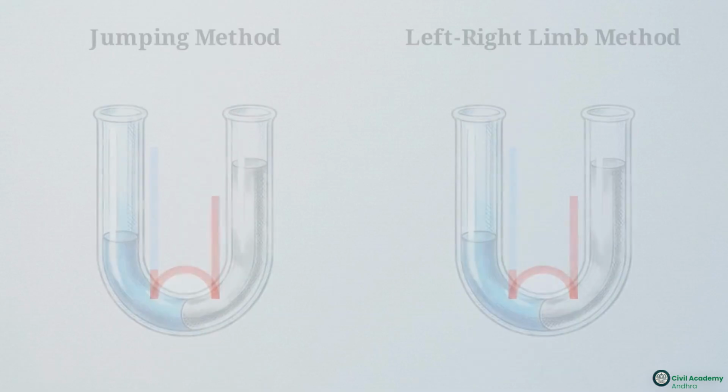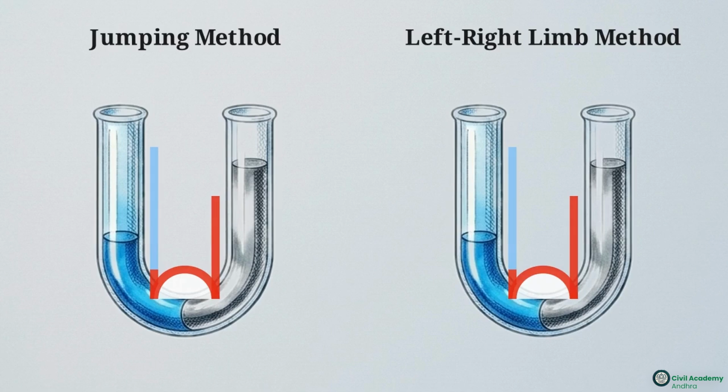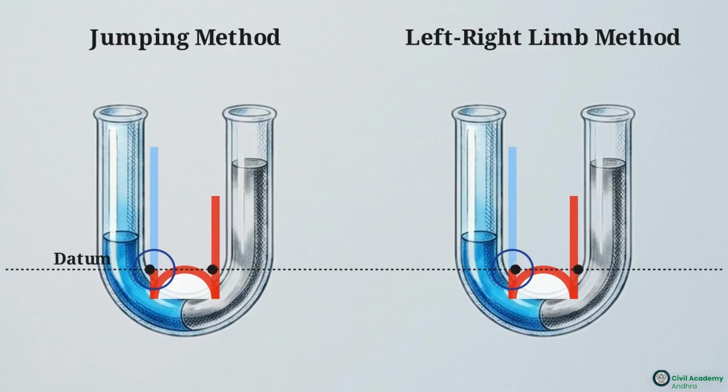When reading these instruments, you must extract a balanced mathematical equation from the physical fluid levels. You can use the jumping method, tracking pressure continuously from end to end, or the left-right limb method, isolating the two halves of the tube. Both methods rely on unbreakable rules. First, locate the lowest interface where two different fluids touch. Draw a horizontal datum line exactly here. Because pressure in the same continuous fluid is equal, pressure at both points on this line is mathematically identical.